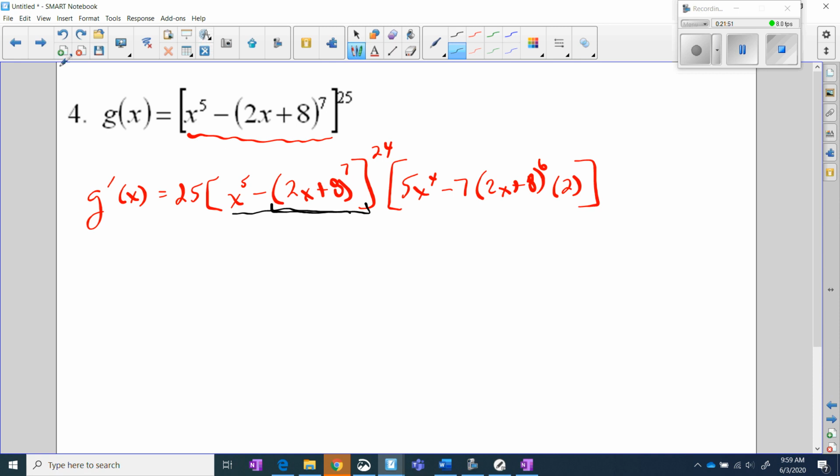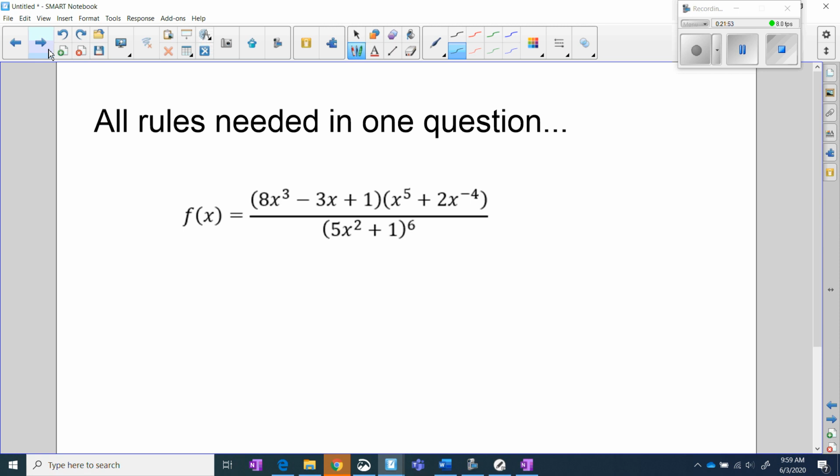Okay, so that one had a chain rule used within a chain rule. Now I've got one more example. This is an example that will require me to use all of the rules in one question. And you say, well, why? Why would I need all the rules?